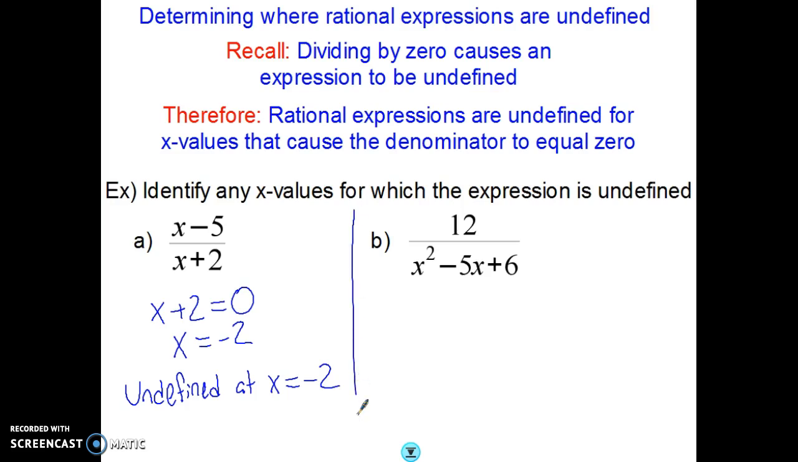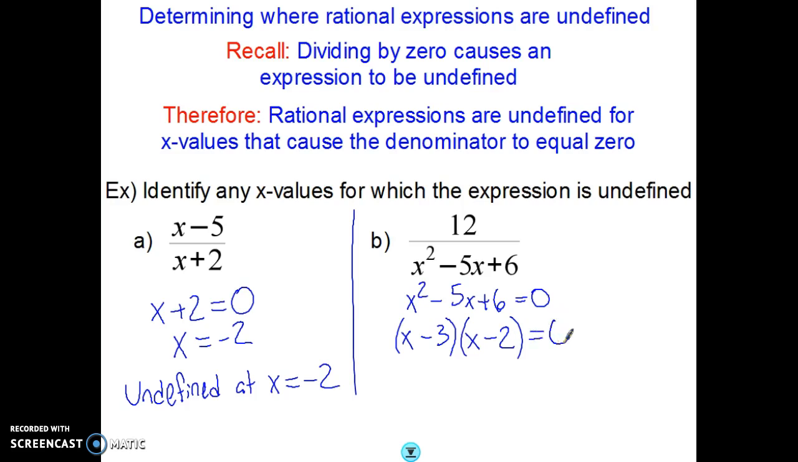Let's look at another example. This one's a little more complicated. In this case, we want to take x squared minus 5x plus 6 and set that equal to 0. Well, an easy way to solve this denominator is to factor it. In this case, it factors relatively simply because a is 1 to x minus 3 times x minus 2, because -3 times -2 is 6, and -2x plus -3x is -5x.